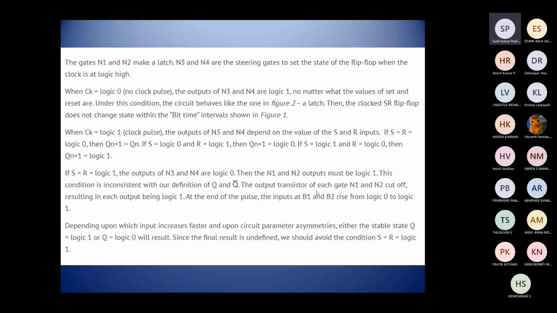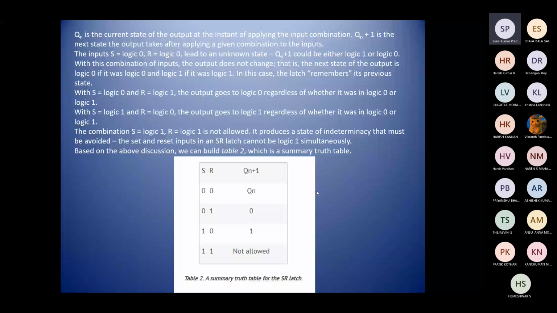Now, since the final result is undefined, we should avoid the condition S equal to R equal to logic 1. That I have already discussed here. So S and R both at logic 1 is not allowed because this produces a state of indeterminacy that must be avoided. The set and reset inputs in the SR latch cannot be logic 1 simultaneously. So this has to be considered.